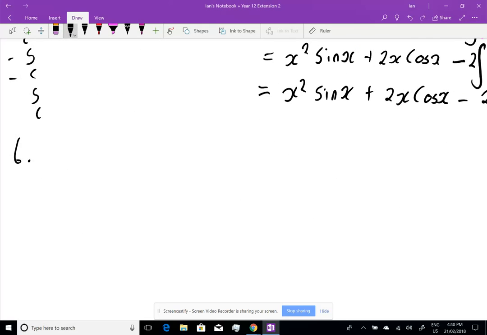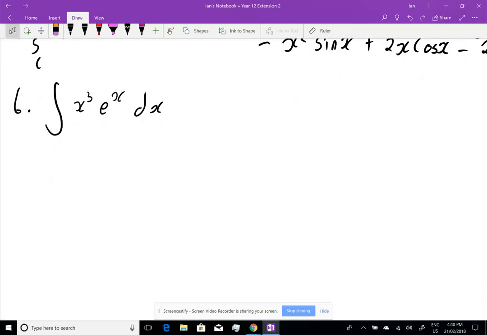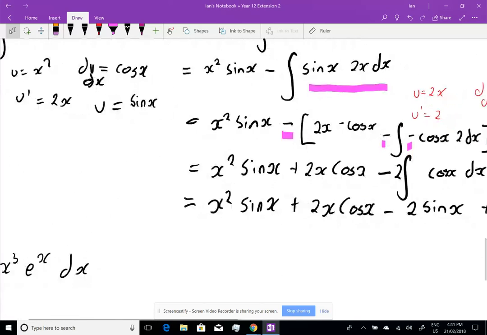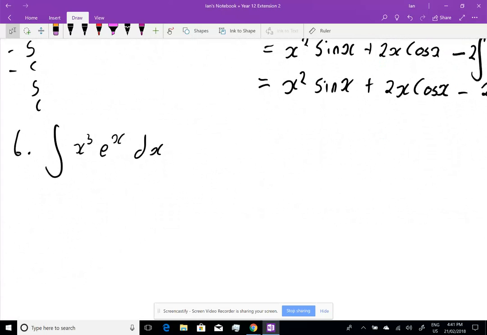Number 6 is going to be a triple. So I've got the integral of x cubed e to the x. Now, that integral of e to the x is never going to work its way down. But if I differentiate that x cubed, I'll get an x squared the first time, and I'll get an x the next time, then I'll get another one. So this will take 3 parts. This one only took 2 parts. Yeah? This next one will take 3 parts.